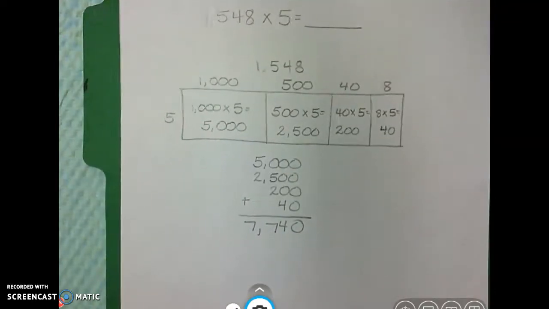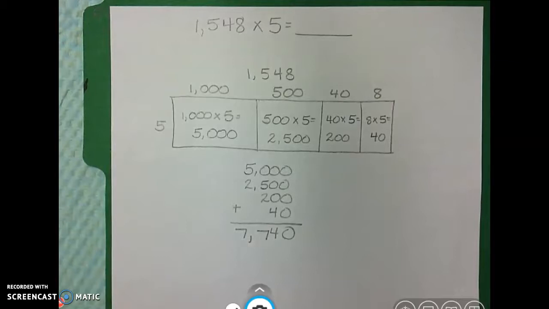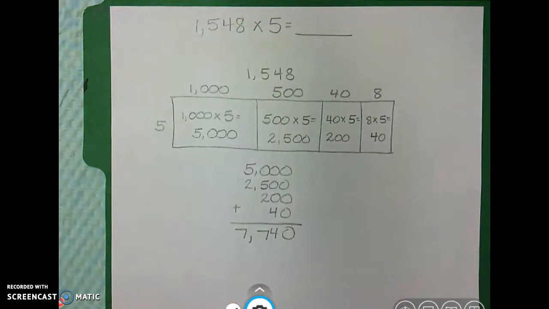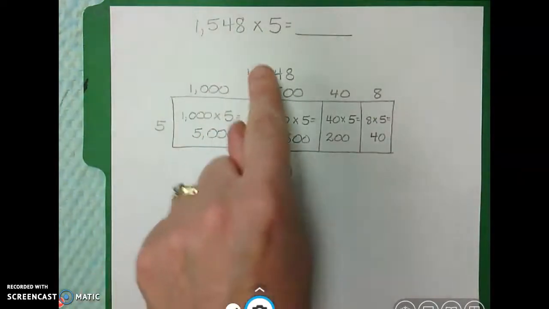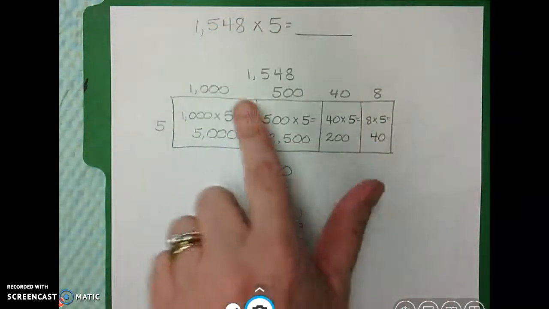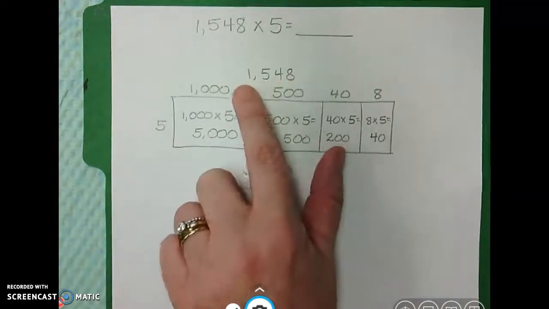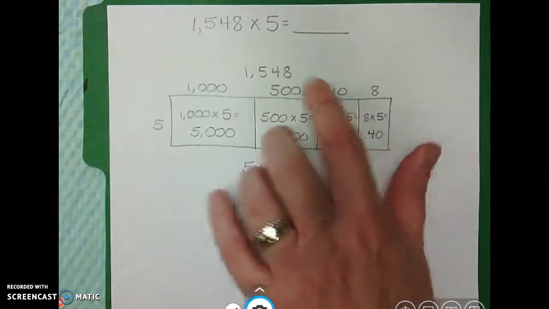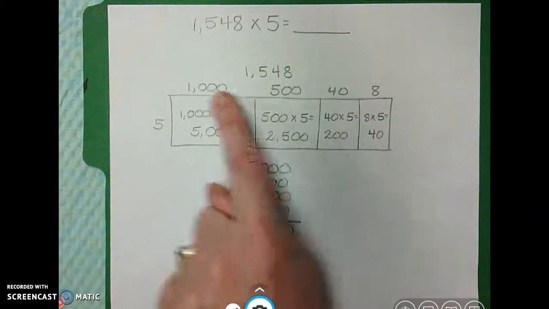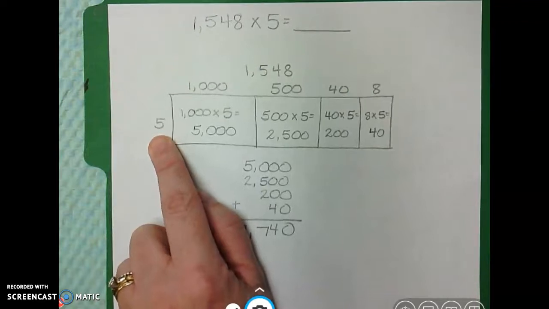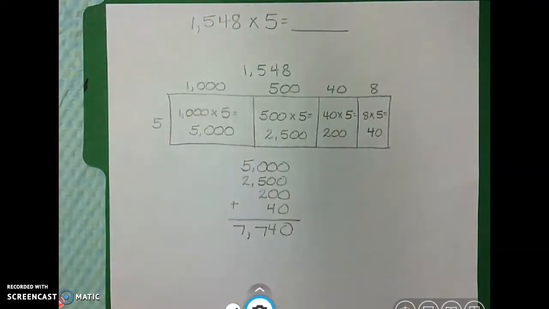Here's an example. So again, we're looking at the problem 1,548 times 5. Now, I'm going to do exactly what my friend on the other page did, and I'm going to break each of these digits up by how much they're worth, their value. So I know that in 1,548, the 1 is the value of 1,000, the 5's value is 500, the 4's value is 40, and the 8's value is 8. And I'm going to take each of these pieces and multiply them by 5. But this way I've put them in an area model, so it makes it a little bit easier for me to keep track of my numbers.